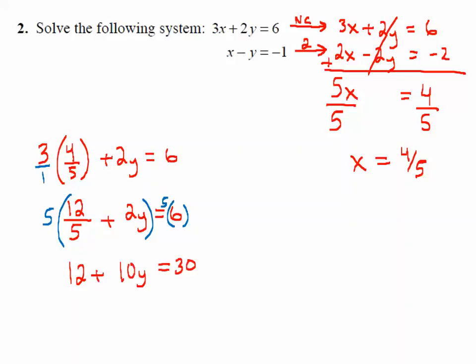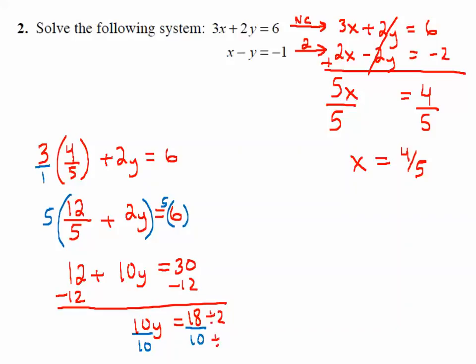Everybody good there? And how about a 30 all the way on that side? Alright, what should we do now? Subtract 12 is good by me, yep. So 10y is equal to 18. Divide by 10, yep, heard that already. And then, could I reduce? Perfect, yep. 9 over 5. Okay, so x goes first, then the y goes next.